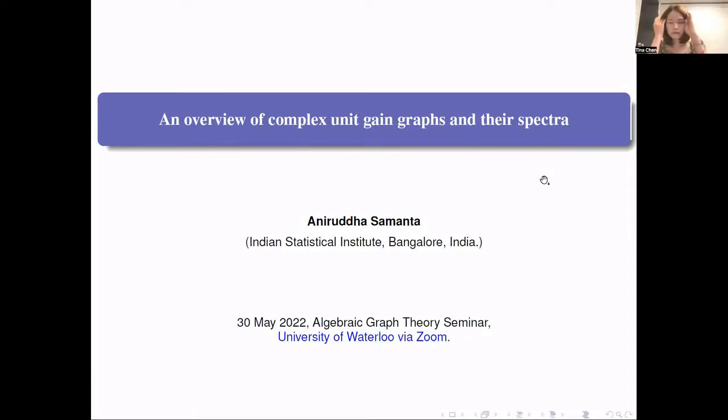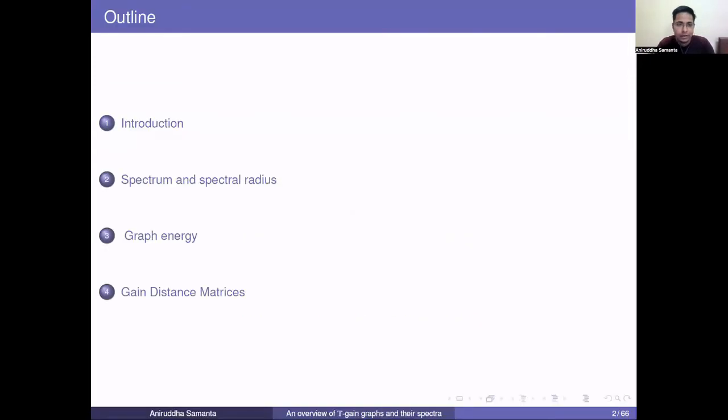So today I'm going to talk about an overview of complex unit gain graphs and their spectra. Well, so this is the outline. First, I'll give a very short introduction of what complex unit gain graphs are. And then I'll present some results on the spectrum and spectral radius of T-gain graphs or complex unit gain graphs. And then I'll give some bounds on the energy of T-gain graphs. And finally, I'll give a brief introduction to gain distance matrices.